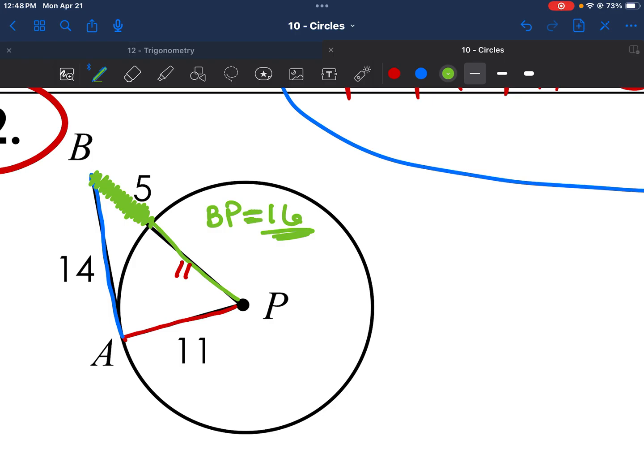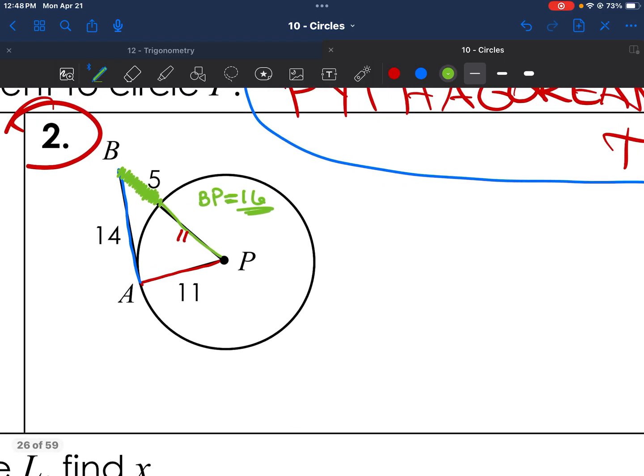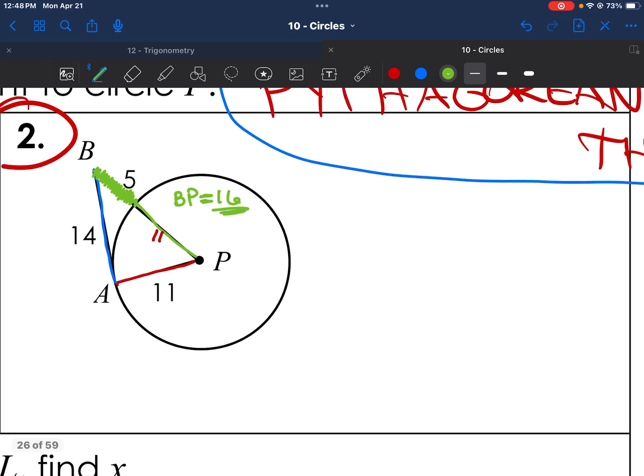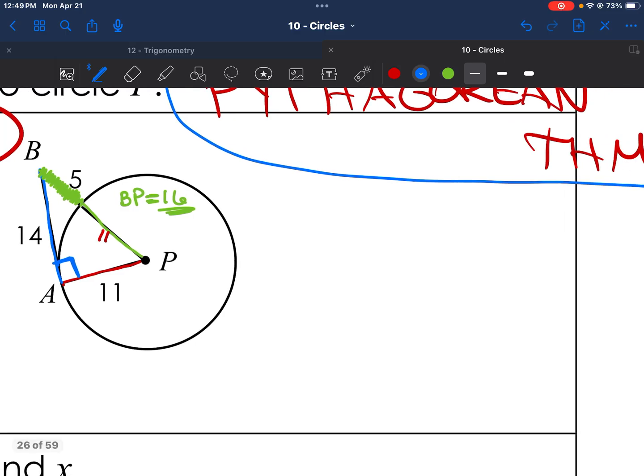So the 5 is just for the part that's outside the circle. You add that to your 16. So once again, we're trying to determine if my line AB, the blue line, is a tangent line, which basically means could we create a right triangle with a circle with a radius of 11 that has side lengths of 14 and 16 and it all comes together. Well, let's check this one once again.